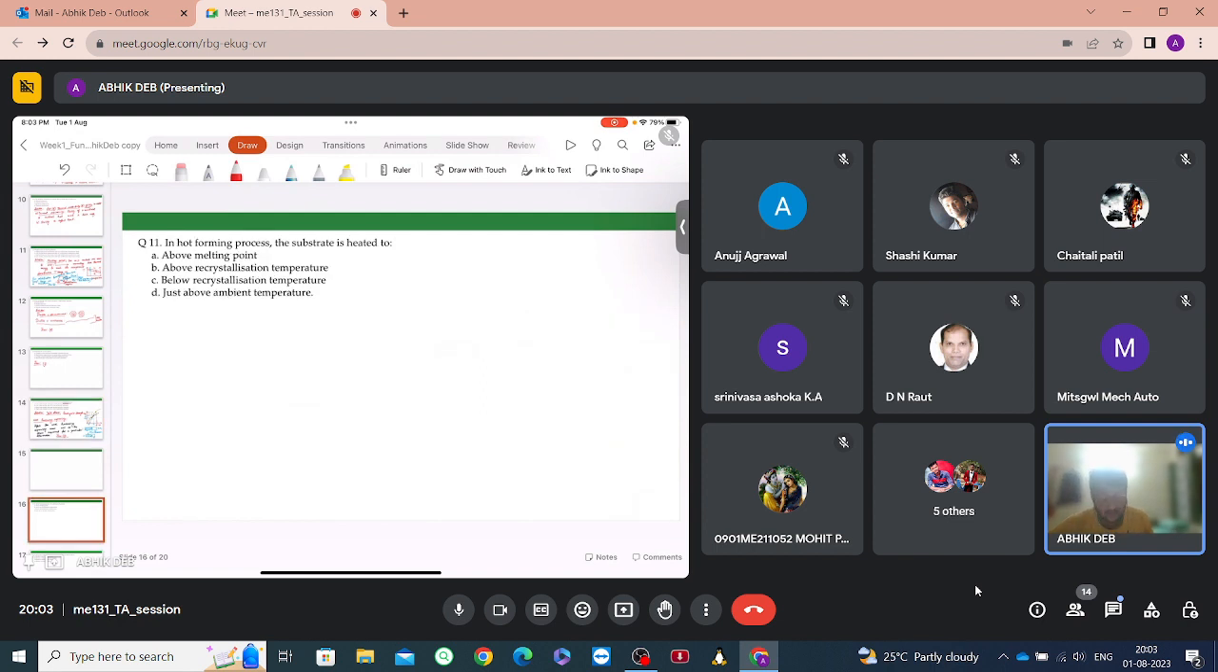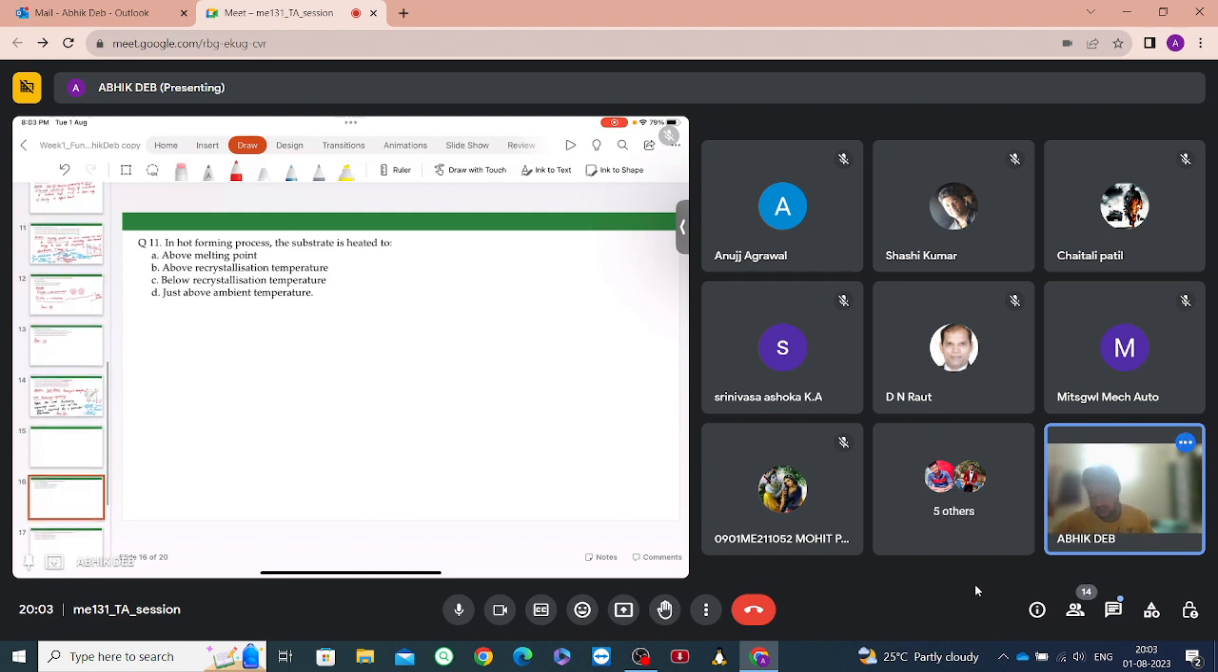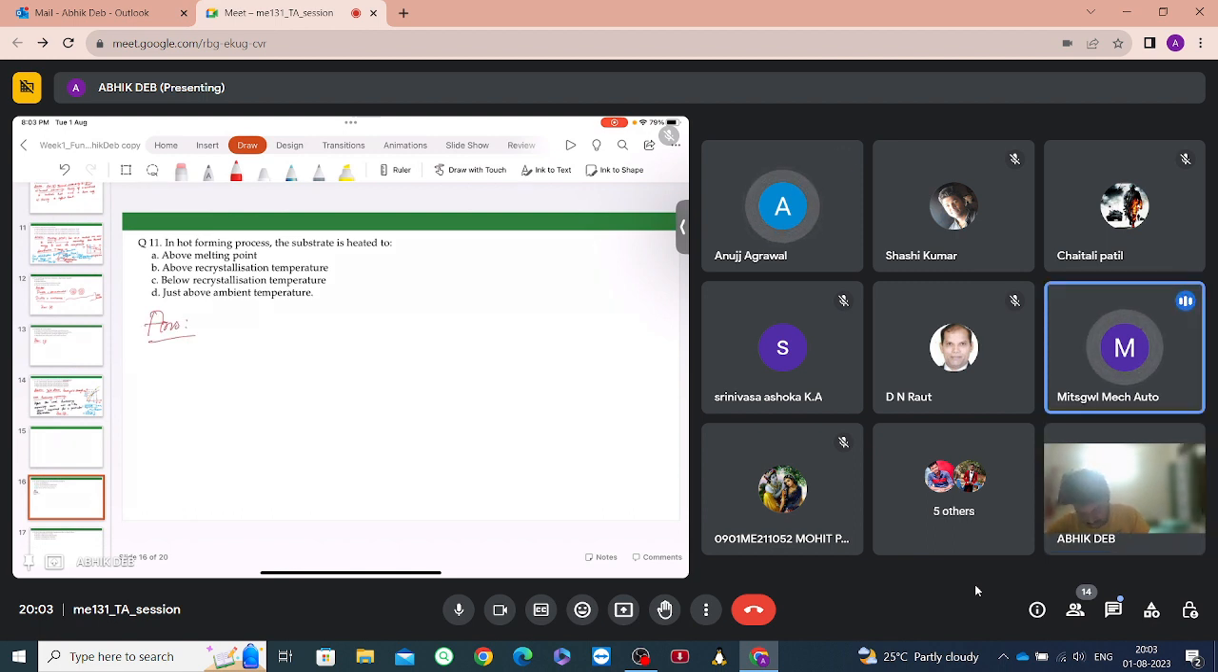Let me move on. There are two more questions. So let me just quickly go through those. In the hot forming process, the substrate is heated to above the melting point, above the recrystallization temperature, below the recrystallization temperature, or just above the ambient temperature? So above the recrystallization temperature. Yes. The option B. So I hope it is clear to everybody.